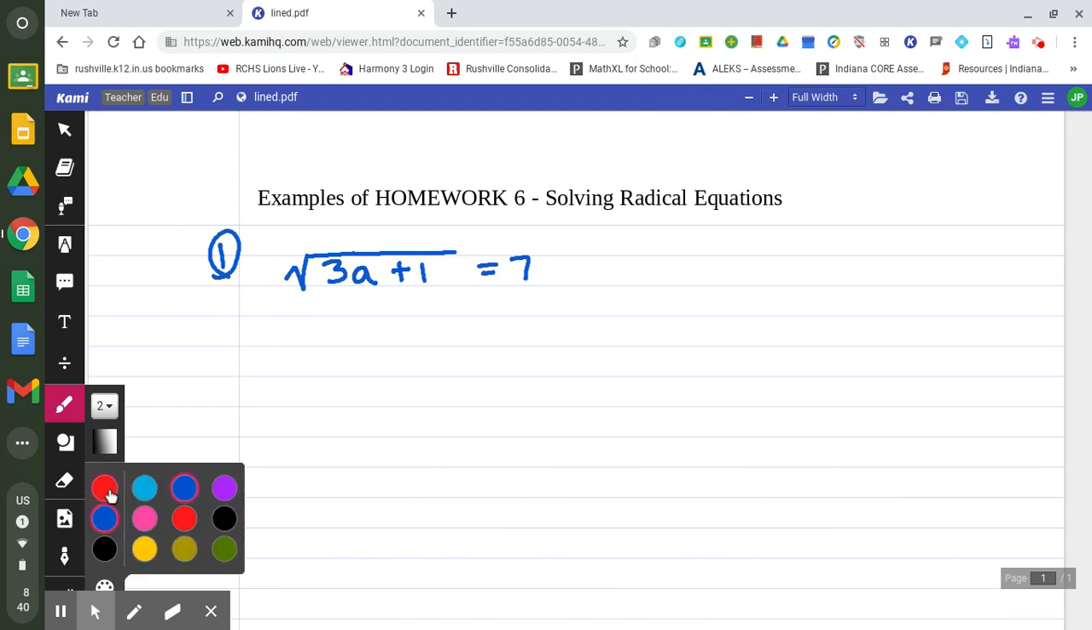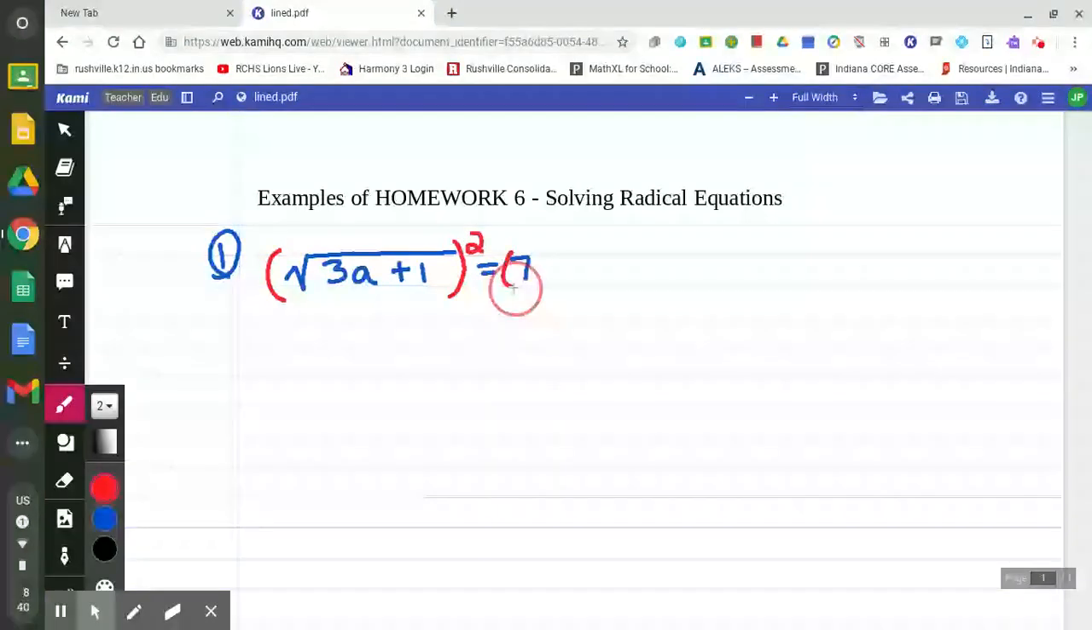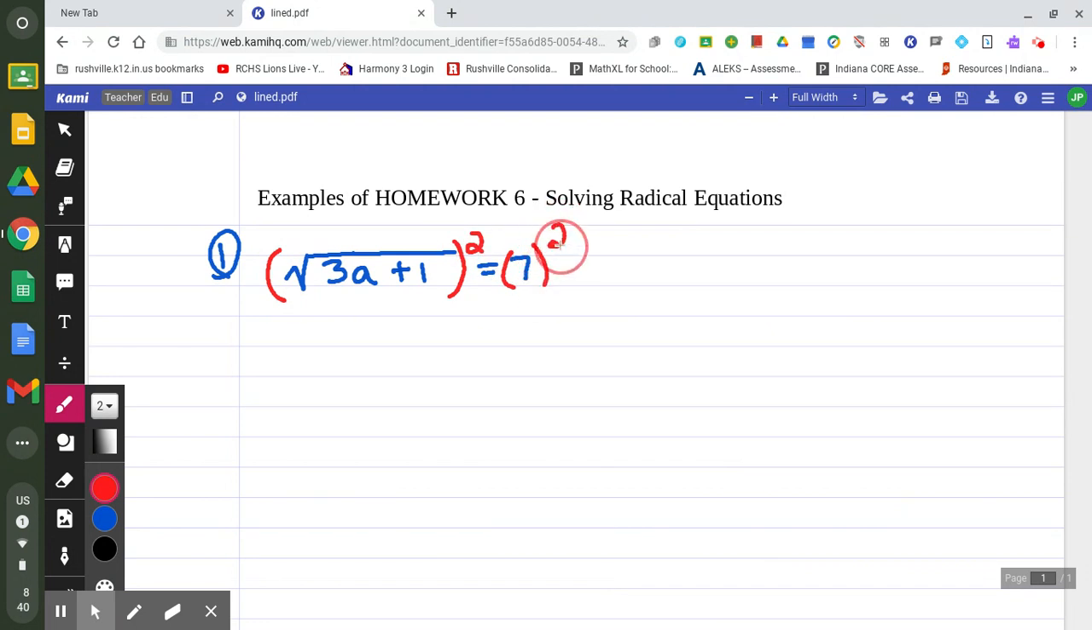Because this is a square root, we will square both sides of the equal sign. When you do that, you get rid of that square root. Now we will have 3a plus 1, anything that's under the radical, equals, and then we square this, so 7 squared is 49.